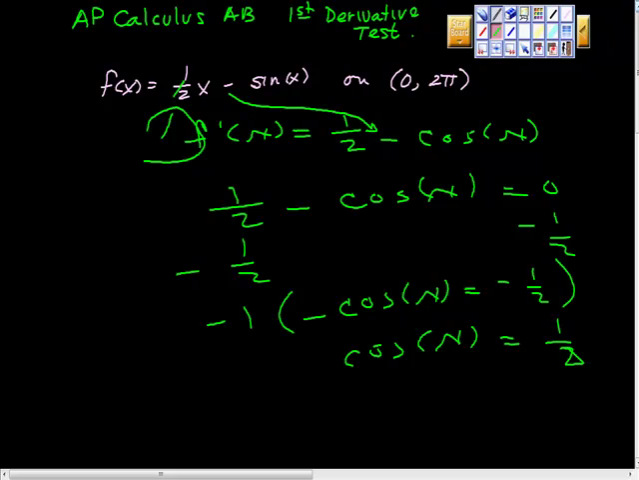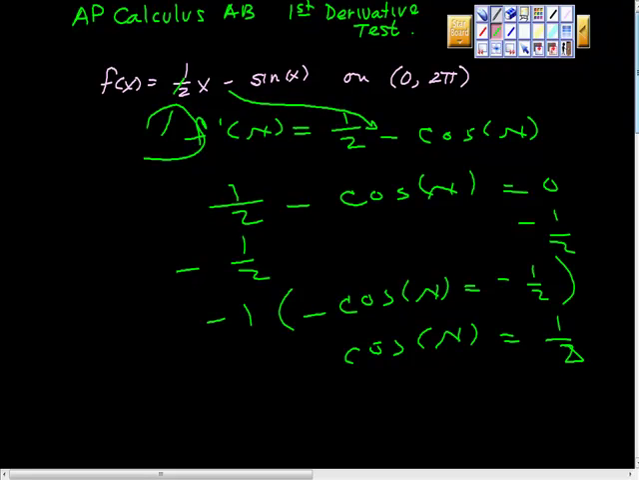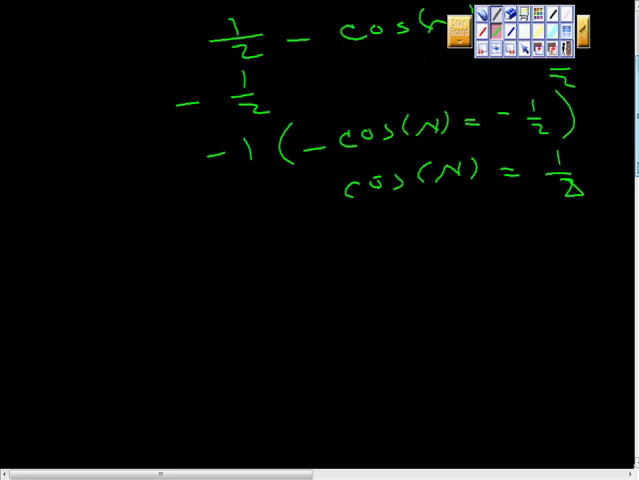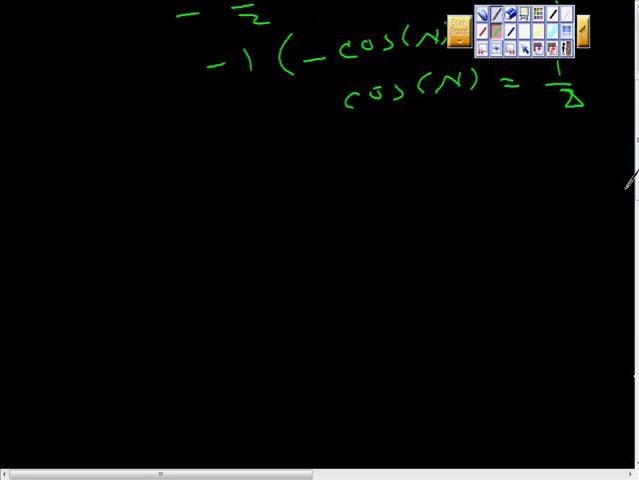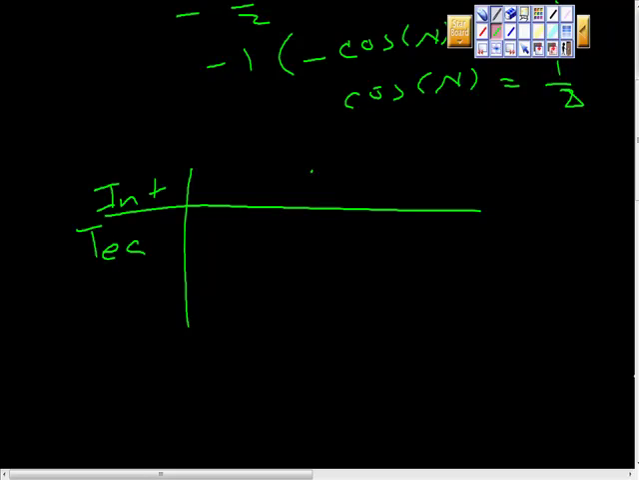Okay, and then once we've found the derivative, we need to find where the function is increasing and where the function is decreasing. First, to do that, we set up an interval table. We have the interval, the test value, and then the sign of f prime at x for the test value. And then we write the intervals on top.